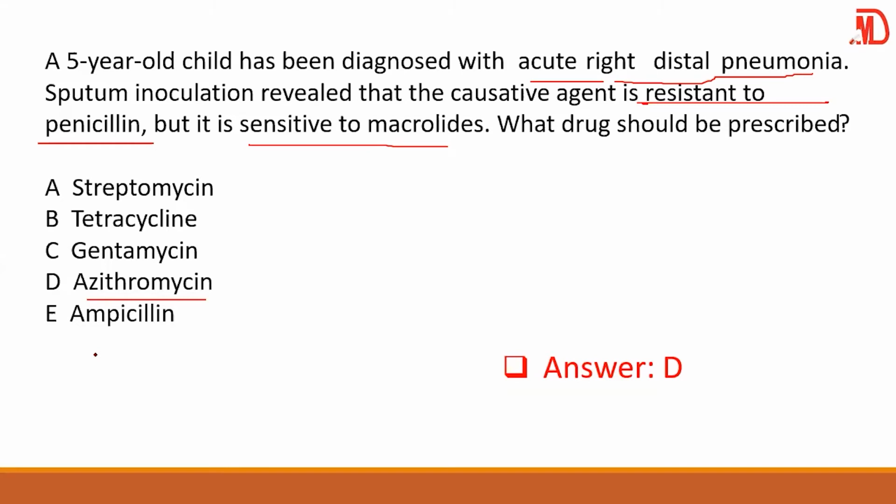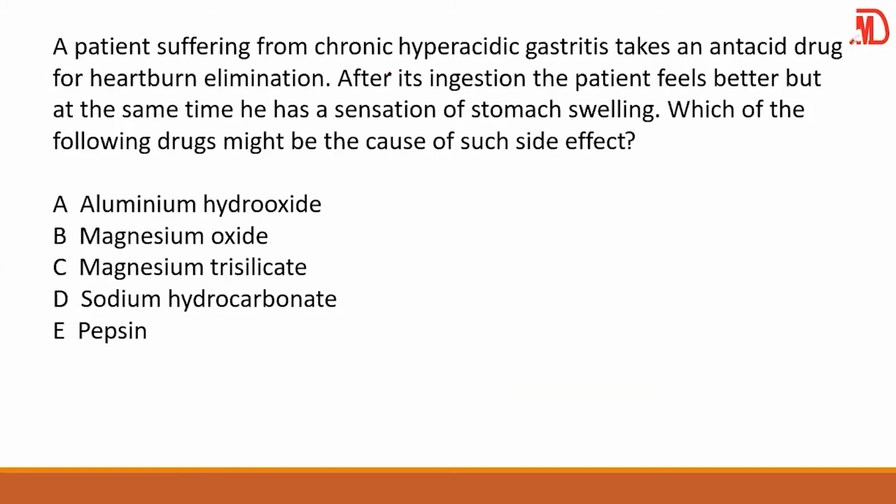So we have a patient suffering from chronic hyperacidic gastritis, and it takes an antacid. Now, when we say hyperacidic, that means there's too much acid. So when you give an antacid, the patient will feel better. So for heartburn elimination, of course, too much acid will lead to heartburn. Now, after 8 injections, the patient feels better, okay? But at the same time, he has a sensation of stomach swelling. So which of the following drugs might be the cause of such side effects?